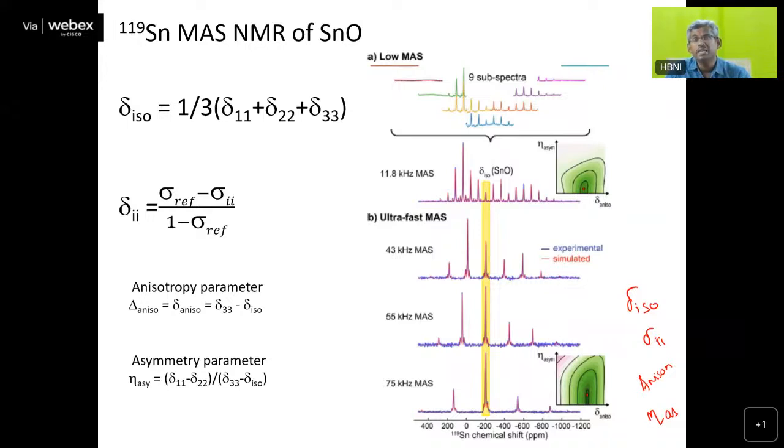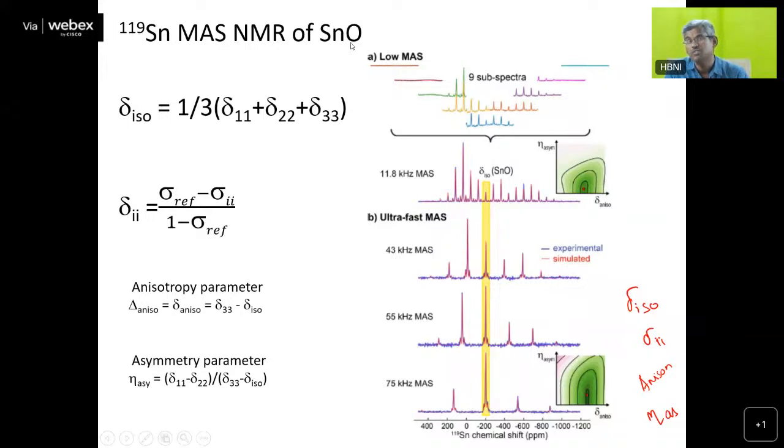Now let us compare SnO2 and SnO. See what is the difference? Only the charge is different. In one case, tin is in the 4+ oxidation state, and in another case, tin is in the 2+ oxidation state. But the NMR patterns are quite different.